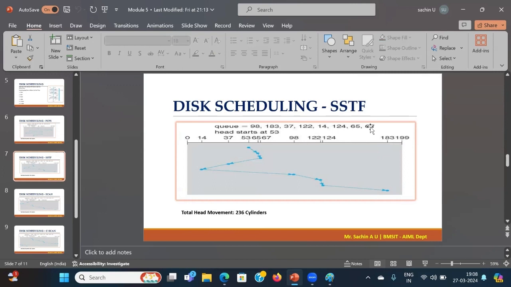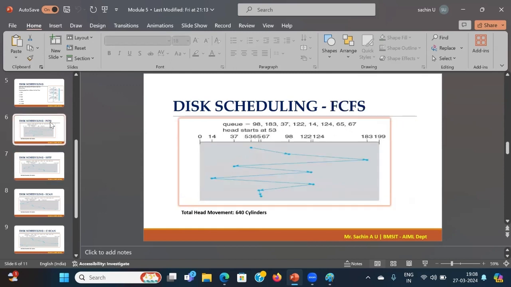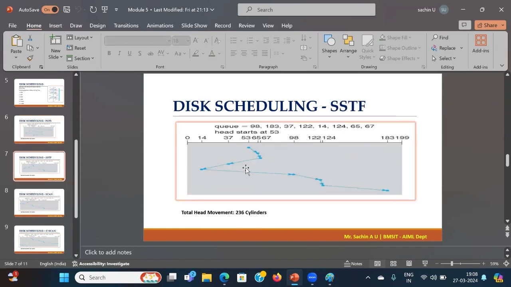Okay, the same thing as we have seen in the previous first come, first serve. And there the answer was how much? The disk access time was 640 cylinders. But here, how can we reduce it? Let us see that. What happens in this shortest seek time first scheduling algorithm is, as initially your read write head is on 53, we can see it here.